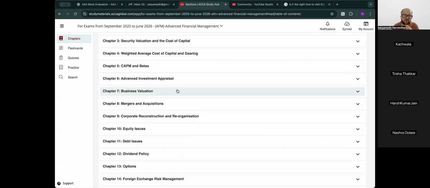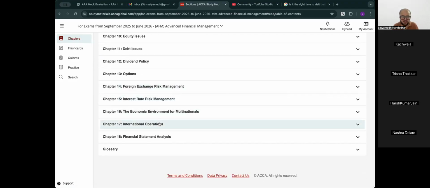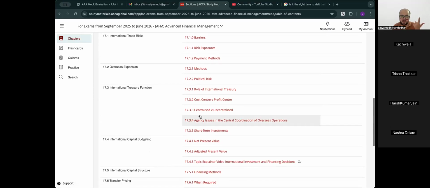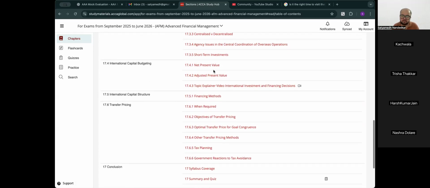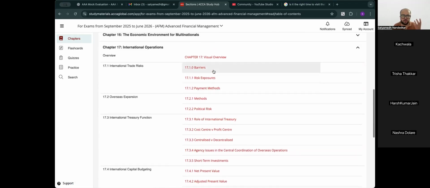Now, in the exam, in the kind of questions that we have observed, in a 50-mark investment appraisal question, you could have a 4 to 6 mark subpart that might come from international operations. We have seen questions which speak about political risk. We have seen questions which discuss centralized versus decentralized treasury function. Then we have done a discussion on transfer pricing. So touch upon those topics.